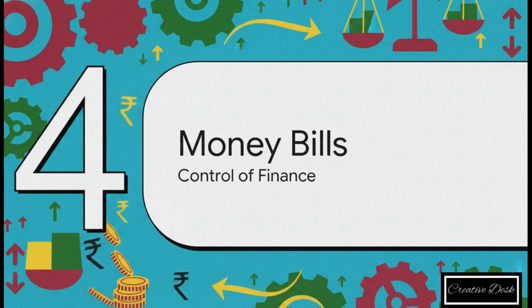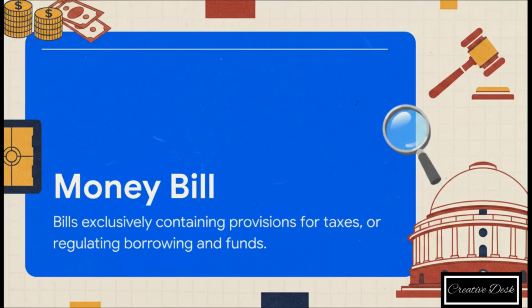Okay, Section 4, the money bill supremacy and total control of national finance. First things first, what exactly are we fighting over here? A money bill is super specific. It exclusively contains stuff about imposing, altering, or abolishing taxes, or regulating borrowing and the Consolidated Fund of India, which, if you don't know, is essentially the government's main bank account.